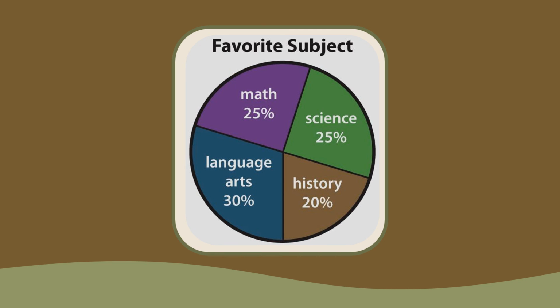Same thing with this one. We can see that this graph is measuring favorite subjects, and so 25% or 25 out of 100 like math, 25% like science, 20% like history, and 30% like language arts. But if you add all of those percentages up, they will equal 100%.